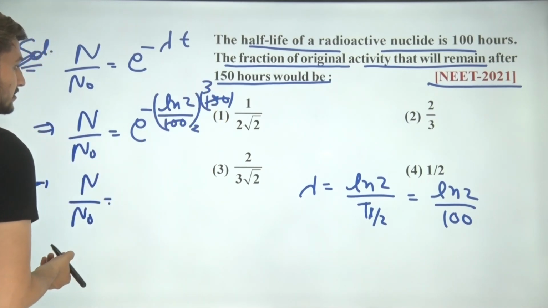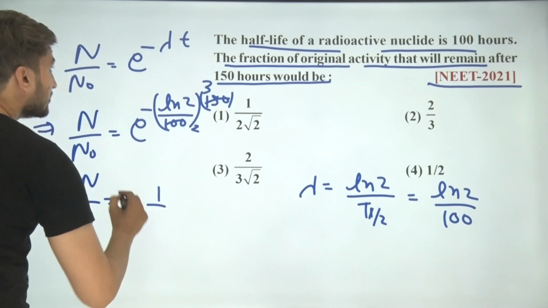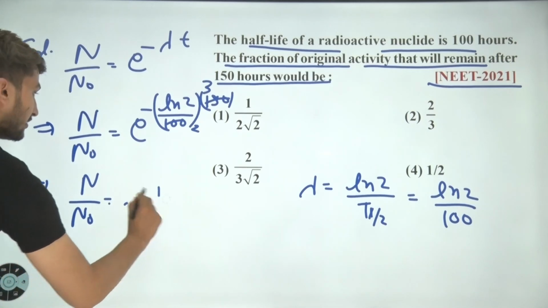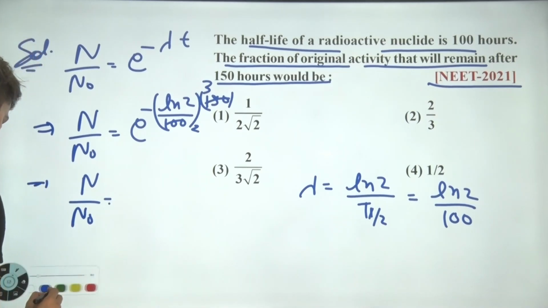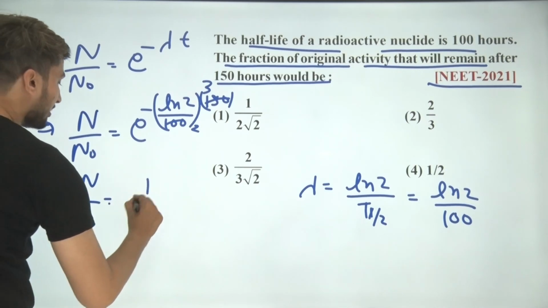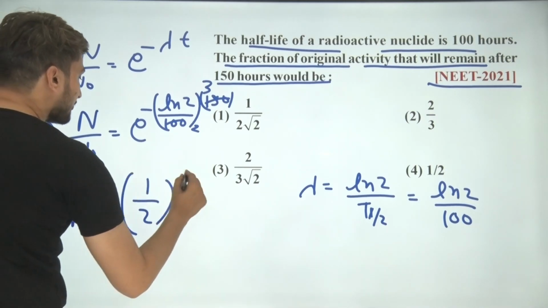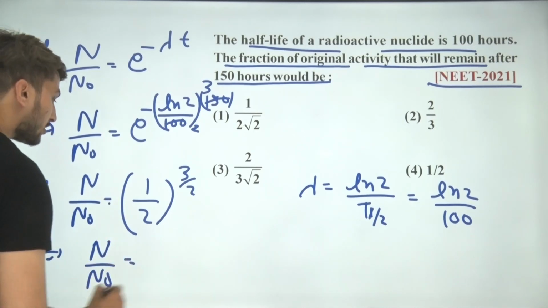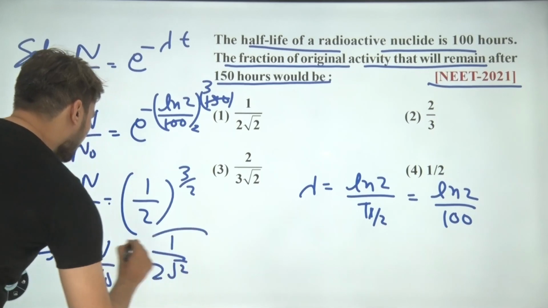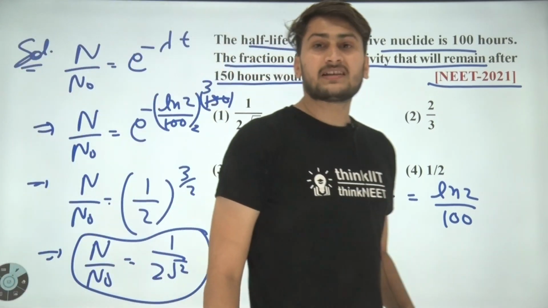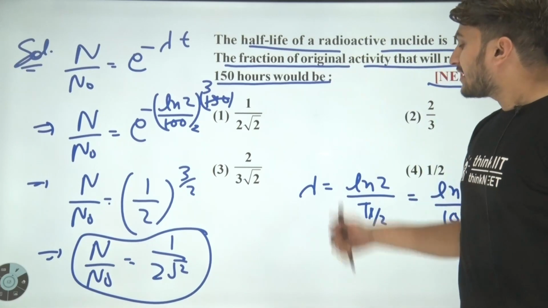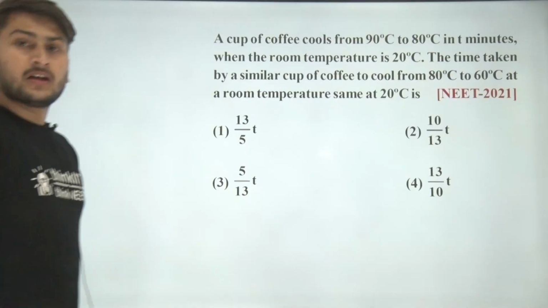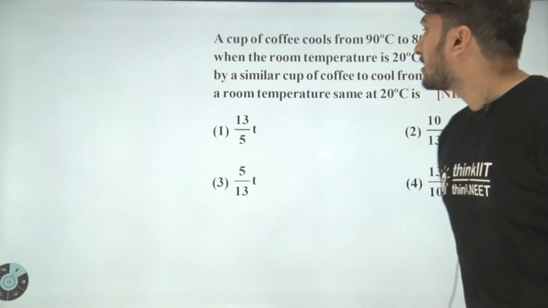So we solve this, and we can say this is minus of ln2 times 3 by 2. So this comes to 1 by 2 to the power of 3 by 2. When we solve that, N by N naught is equal to 1 by 2 root 2. That means the fraction of original activity comes out to be 1 by 2 root 2. That means the answer is option number 1. Thank you.